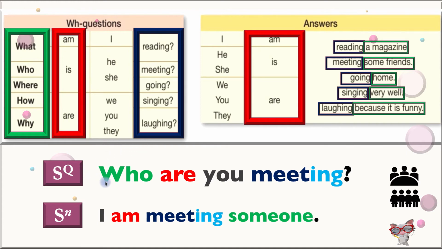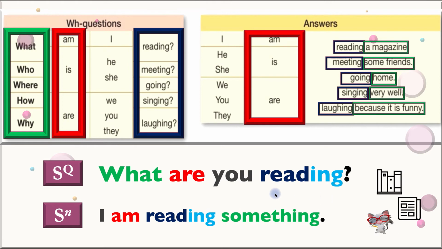So for example, you have the question, who are you meeting? And then an answer, I am meeting someone. So here you can say, I am meeting some friends. Who are you meeting? Take some notes. So it says, who are you meeting? I am meeting some friends. So the who is about someone, some friends. Or I am meeting a friend. Or I am meeting my father or my mother.